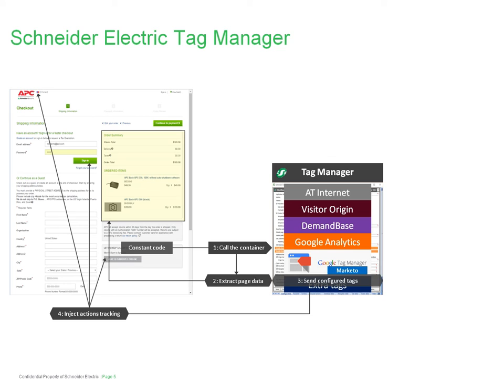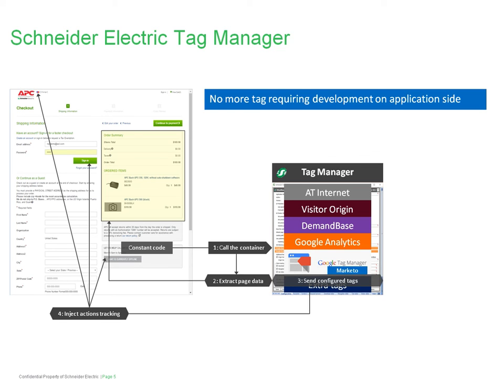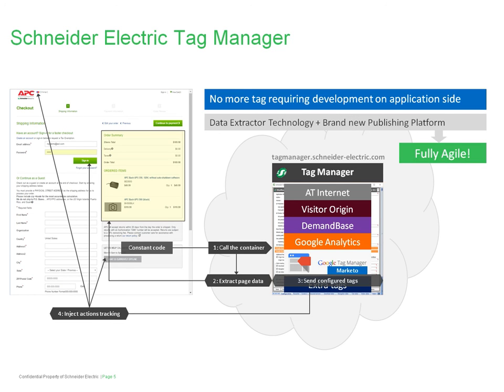So, thanks to this unique technology, the Schneider Electric Tag Manager never requires any additional effort on the application side. Until recently, the only thing missing was a cloud-based publishing platform, like all the other high-end tag management systems. This was updated this past May, so now the dependency on applications release cycle is no longer. Tags can be published when they're required, making the Schneider Electric Tag Manager fully agile.